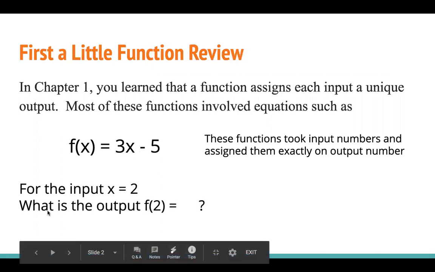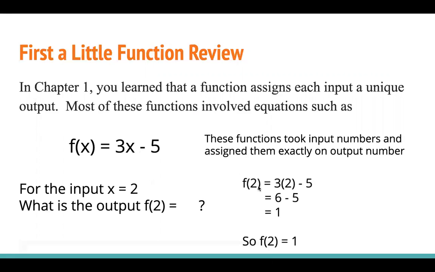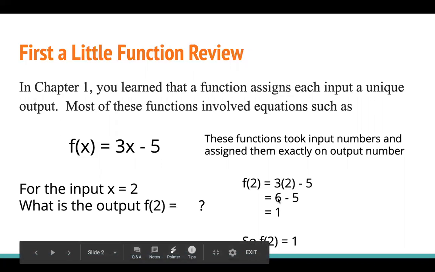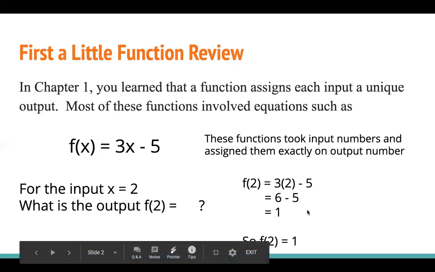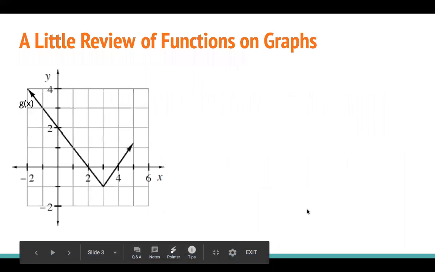Okay, so for the input x = 2, what is the output? f(2). Well, to do that, you substitute 2 in for x, so f(2) = 3 times 2 minus 5. Order of operations, I multiply first and get 6, minus 5 equals 1. So f(2) = 1. When you have input 2, the output is 1.